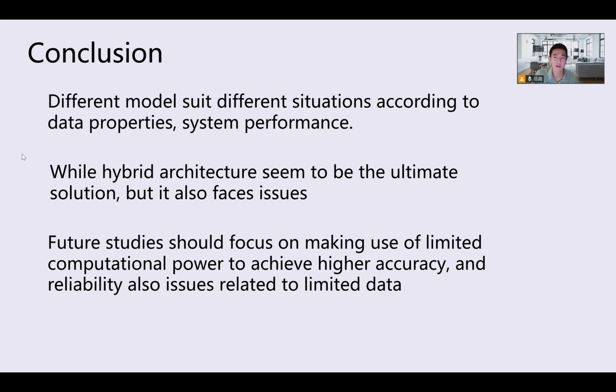So in conclusion, different models suit different situations according to the data priorities and system performance. While hybrid architecture seems to be the best solution for different situations, they also face issues. So future studies could focus on how to make the best use of limited computational power to achieve higher data accuracy and reliability, and also address the issues related to limited data resources.